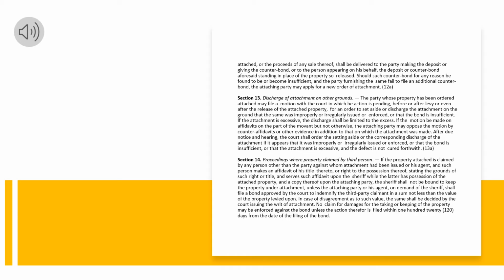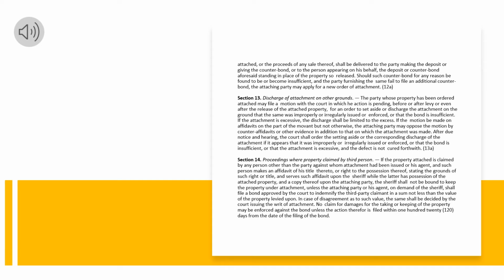Section 13. Discharge of attachment on other grounds. The party whose property has been ordered attached may file a motion with the court in which the action is pending, before or after levy or even after the release of the attached property, for an order to set aside or discharge the attachment on the ground that the same was improperly or irregularly issued or enforced, or that the bond is insufficient. If the attachment is excessive, the discharge shall be limited to the excess.